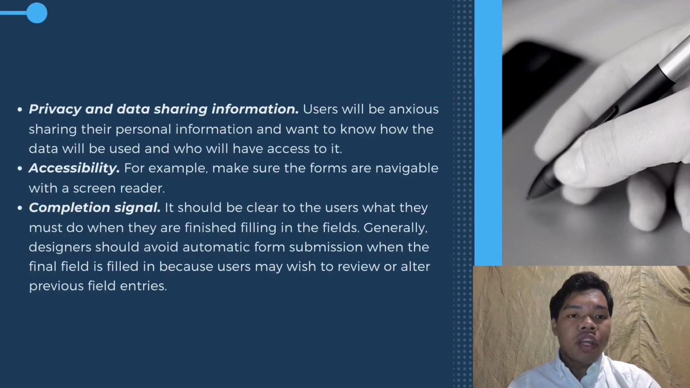Privacy and data sharing information. Users will be anxious sharing their personal information and want to know how the data will be used and who will have access to it. Next, accessibility. For example, make sure the forms are navigable with a screen reader.